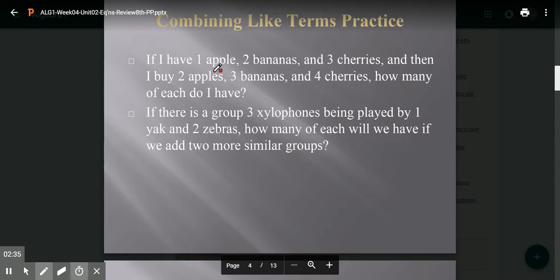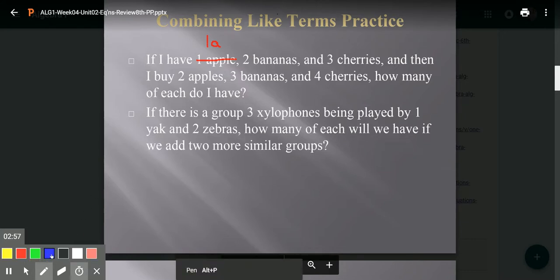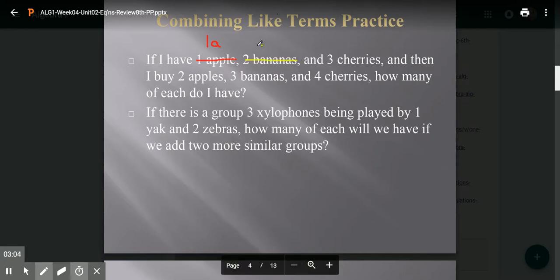Honestly, mathematicians don't like to spend a lot of time writing out a lot of things. We try to come up with shorthand versions of things to represent them in a more abstract way. So instead of saying this 1 apple, we would say 1A. Okay, and then instead of saying 2 bananas, we would say 2B.